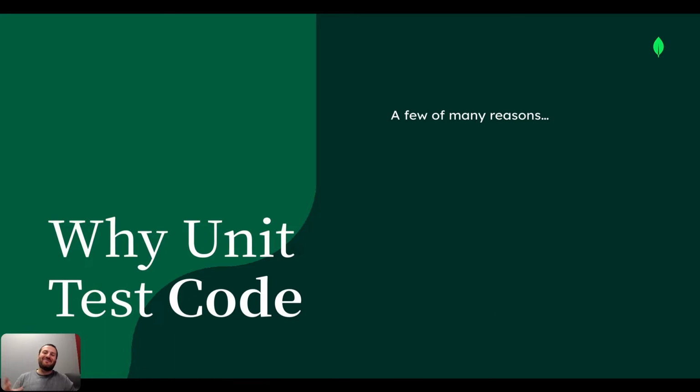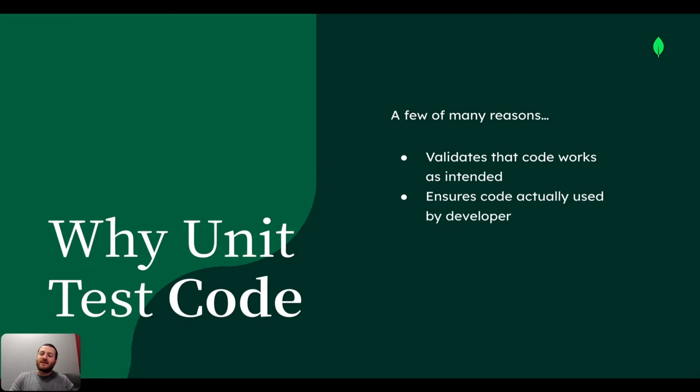All right, but before we talk about how unit testing can apply to our code examples, let's just talk about why we should be unit testing generally speaking. Unit tests validate that our code works the way that we intend it to, that the actual output is the same as our expectation of it. Unit tests also ensure that us as developers are actually using the code that we're writing, because it's not enough to just write it. You want to make sure you're using it, you understand how it works.